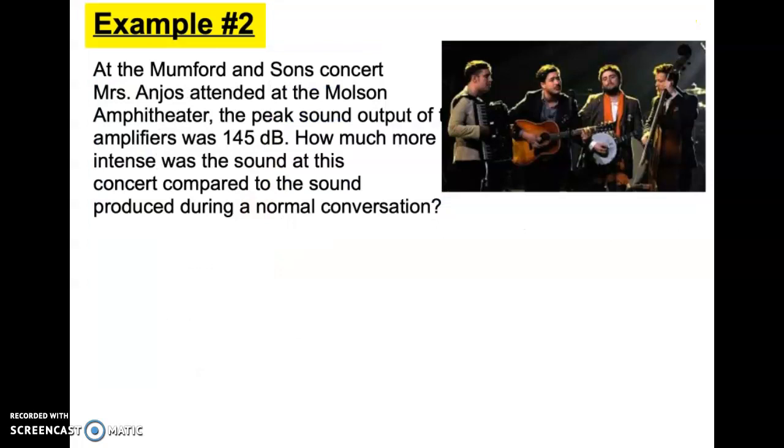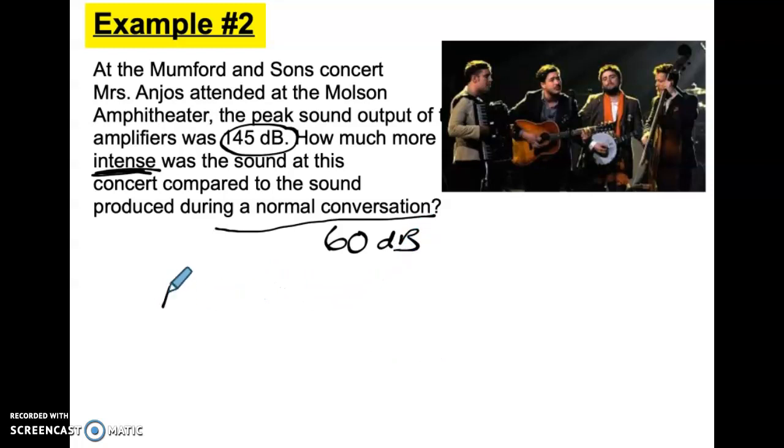So doing questions for this one is very similar to the earthquake one. So here we have a Mumford & Sons concert that Miss Anjos attends at the Molson Amphitheater. The peak sound output of the amplifier is 145 decibels. How much more intense is this than the sound of a normal conversation? So once again, they're asking how much more intense. So they're asking us to find that I2 over I1. And we're comparing it to normal conversation. And if you look back at that chart, normal conversation is 60 decibels.